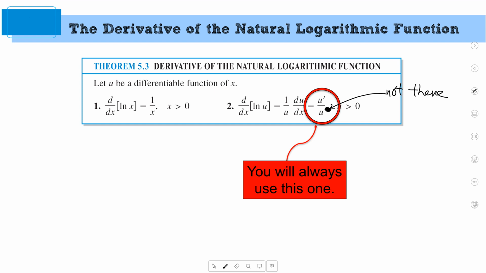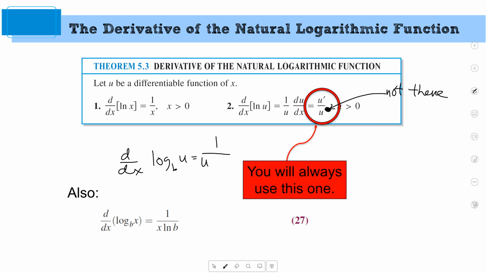What if it's not log base e, also known as the natural log? I got this little guy for you down there. However, I realized after I did this, you probably want this. Still u prime over u. You just have to remember to stick the natural log of the base in the denominator. Because what's the natural log of e? 1. They are the same formula.